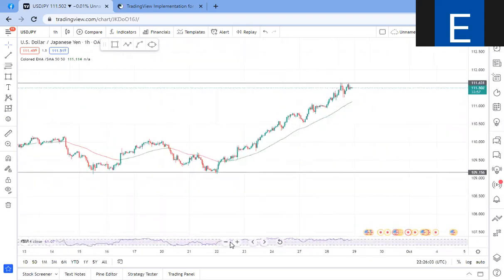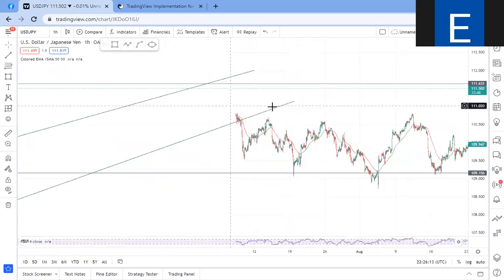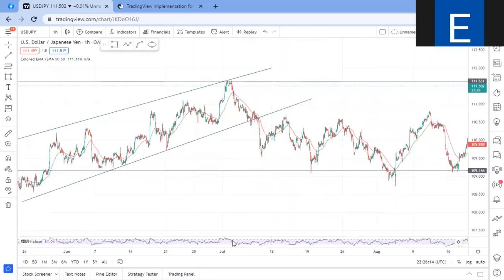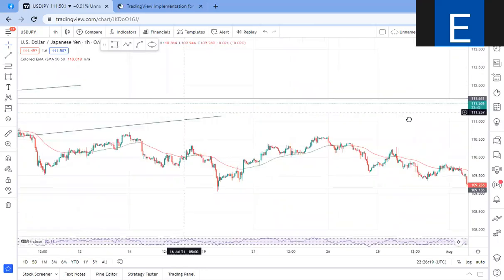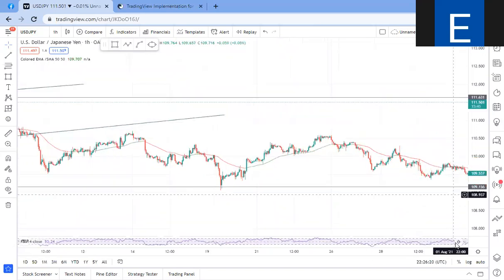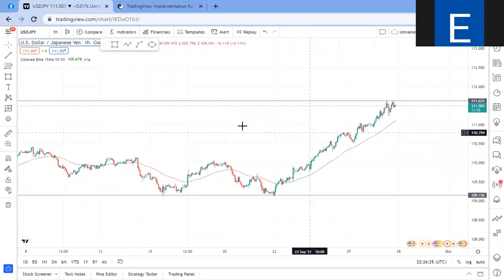I need extra confirmation because this is more like the Asian session right now, and I don't trade the Asian session. But this thing looks really, really nice. Wow.